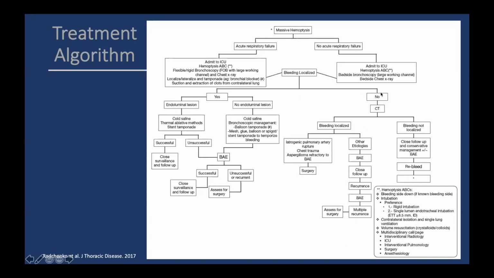On the other side of the tree here, if you are not able to localize the bleed, you can get a CT, although a lot of times you'll have a CT before this. If you are able to localize on CT scan, depending on what the etiology is, you can, again, go down the routes of surgery, bronchial artery embolization, or even bronchoscopy. If you're not able to localize a bleeding, there's been plenty of times where patients end up getting an angiogram to see if there's a vascular abnormality that they can later treat. But this is, again, just one of many different treatment algorithms that are out there that you can follow for the management of massive hemoptysis.